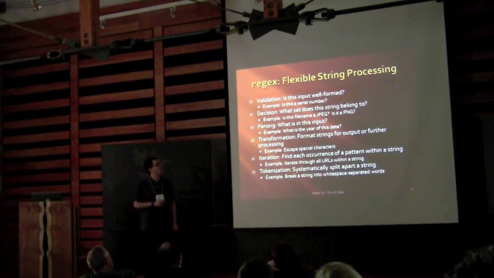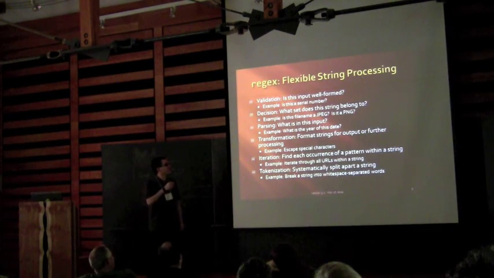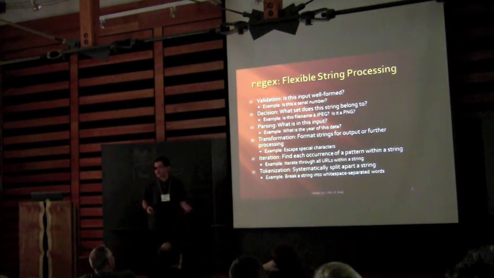The simplest thing you can do is just validation. Users love giving you garbage. You know, you ask for how old they are, they say meow. So you want to validate that input. Is it well-formed? And you just get a yes or no.